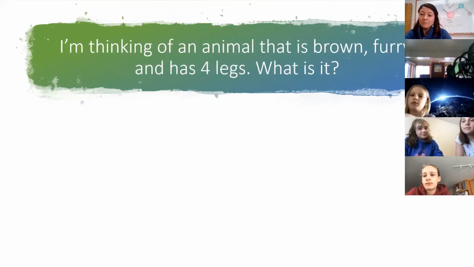A bunny? Bear. It's not a bear. What was the second one? A bunny. Not a bunny. Good guess. A dog. Not a dog. A lion. Not a lion. Not a moose. Not an otter. Squirrel. Not a squirrel. Is it a caribou? Moose? Not a caribou. Not a moose. Any other guesses? Beaver. It is.